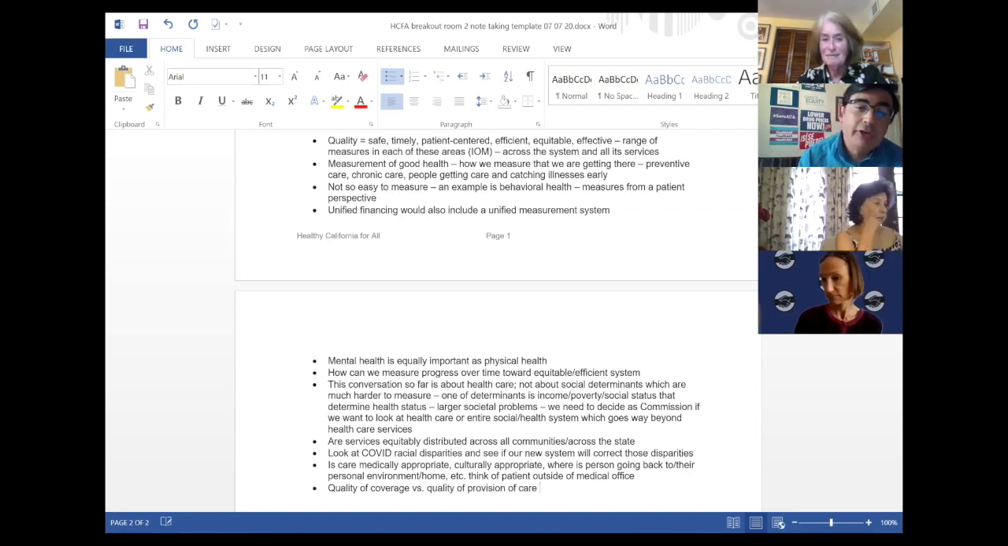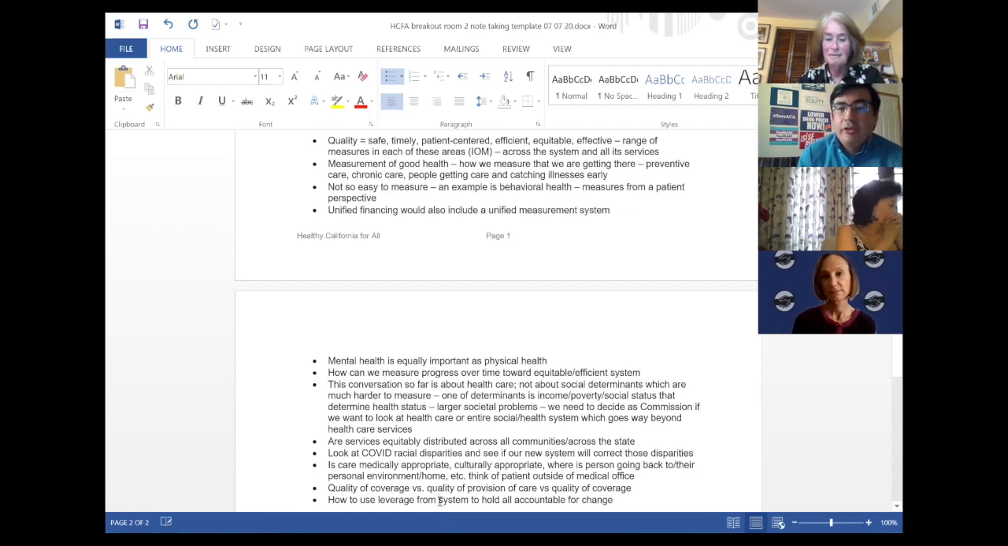And again, I also come back to the question of accountability. How do we use the levers that unified financing provides us to actually hold the system accountable for those goals? If we're not meeting those goals, then what? It's good to measure, but then what are the tools we use to actually change behavior? Those are not tools we have very effectively right now. If anything, we have incentives in the wrong direction.